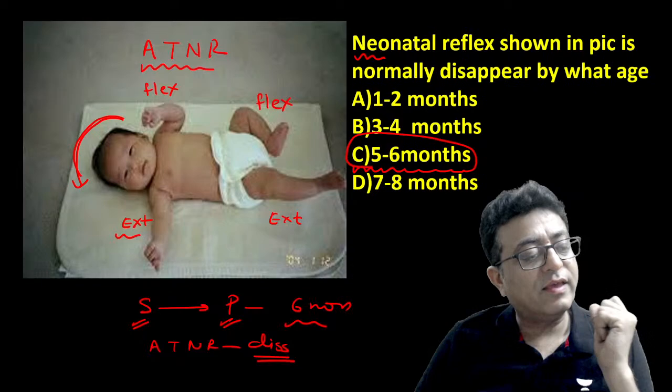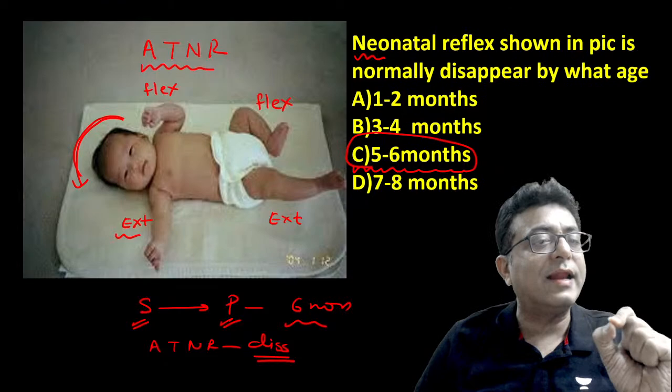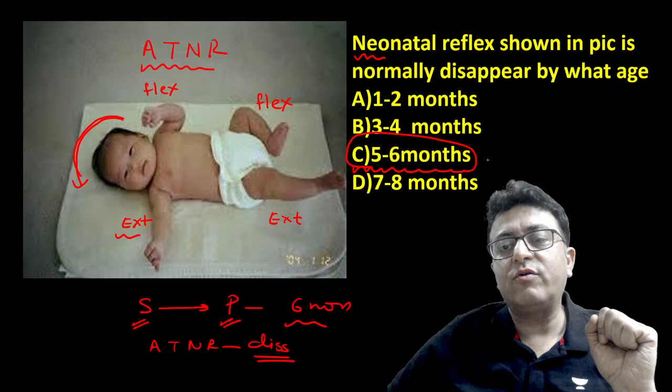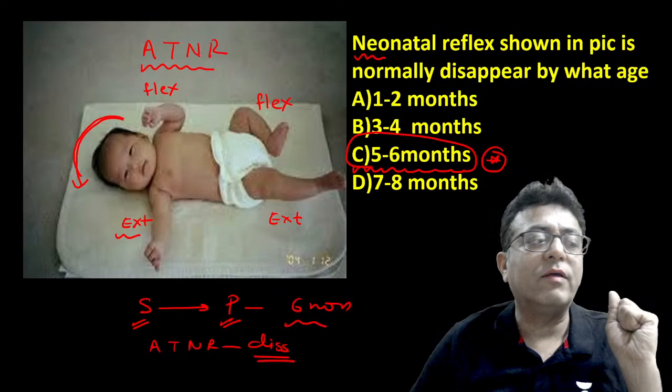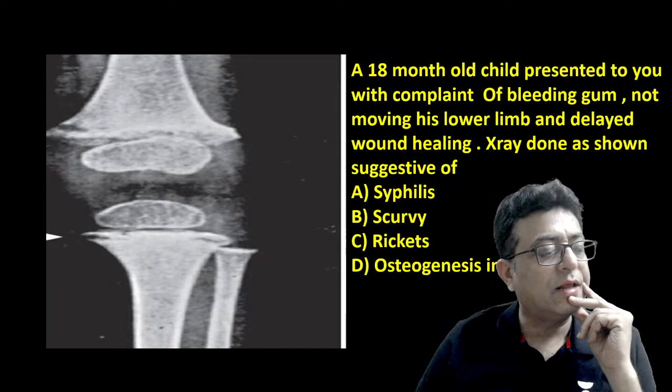Fencing, yes. ATNR, yes. Asymmetrical tonic neck reflex disappears by 5 to 6 months. 5 to 6 months was asked in the previous exams. Answer this question. Typical question.